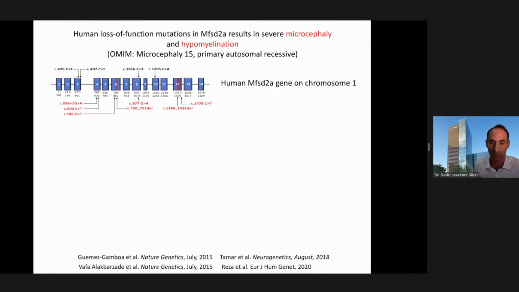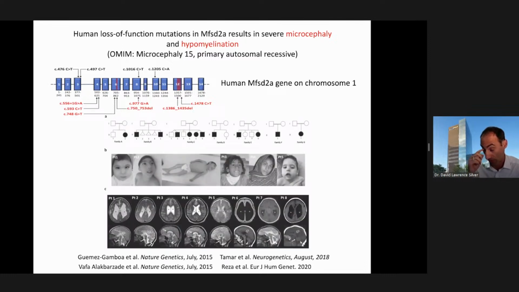Together with clinical collaborators around the world, we've identified a number of unique mutations in the human MFSD2A gene, which is located on chromosome 1. All of the patients that have been characterized, we're talking about more than 13 families, exhibit very similar clinical presentations, and that is shown here: microcephaly and hypomyelination. So you can see a couple of the example pedigrees shown here at the bottom, including the T2 scans of brains from these patients. And all of them present with underdeveloped brains or microcephaly, as well as severe hypomyelination.